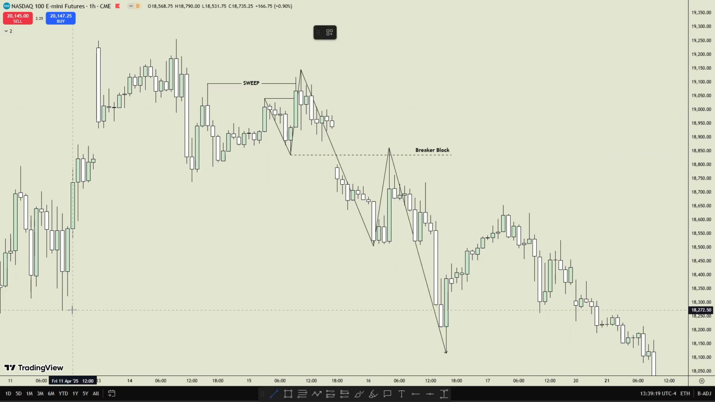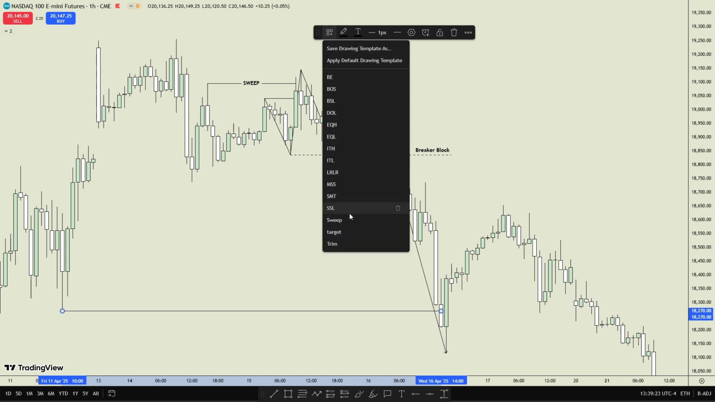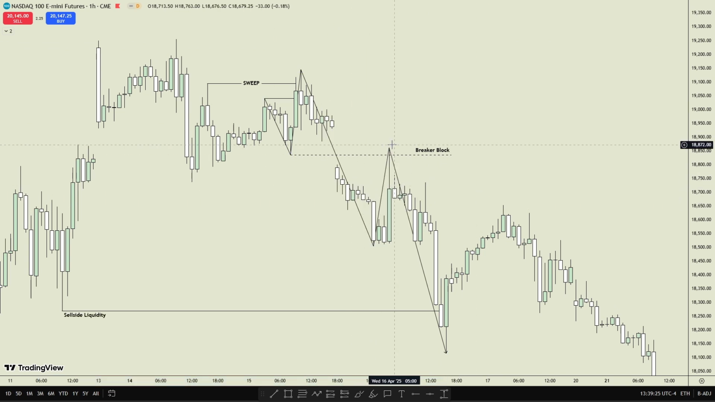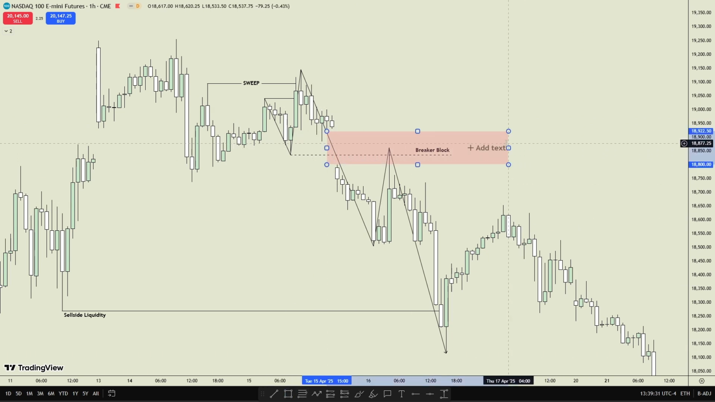We have our obvious sell side liquidity down here. So what happens once we feed back into the breaker and into this gap here? It sends price lower.